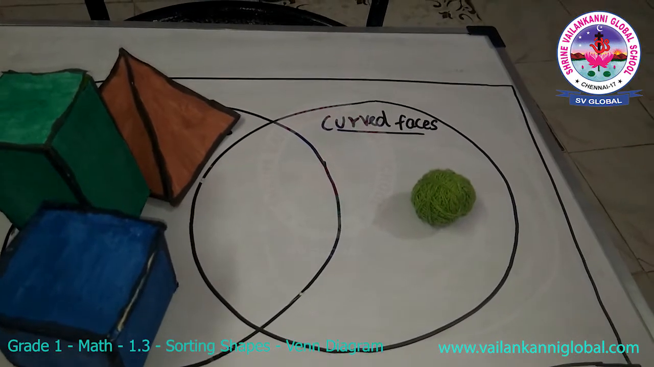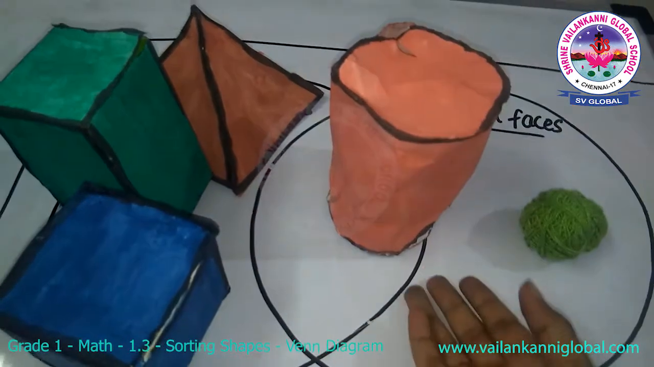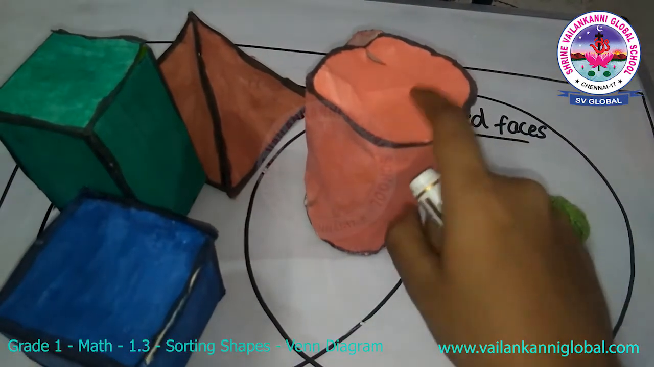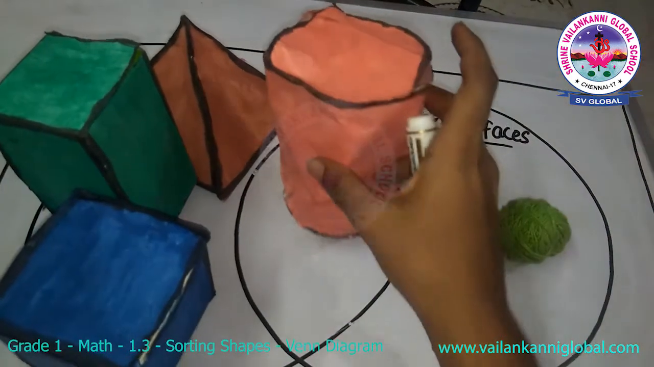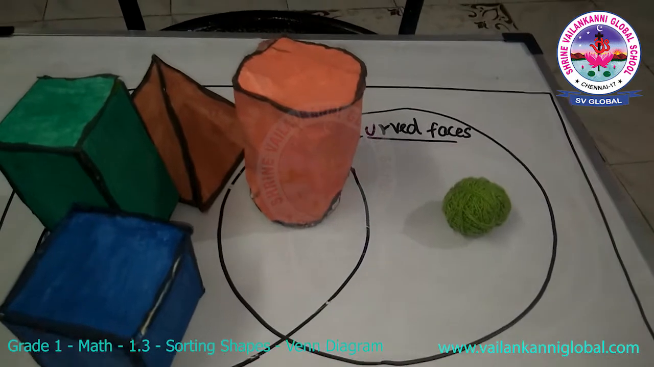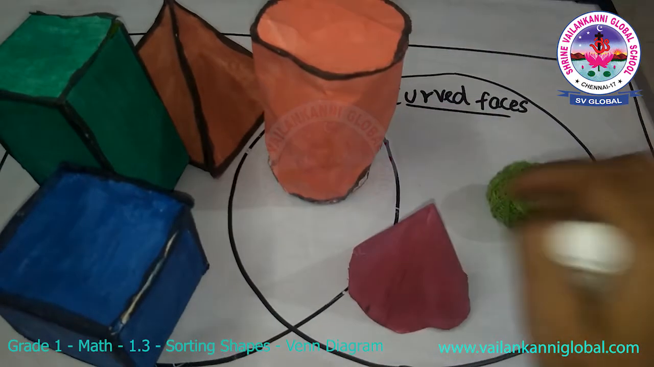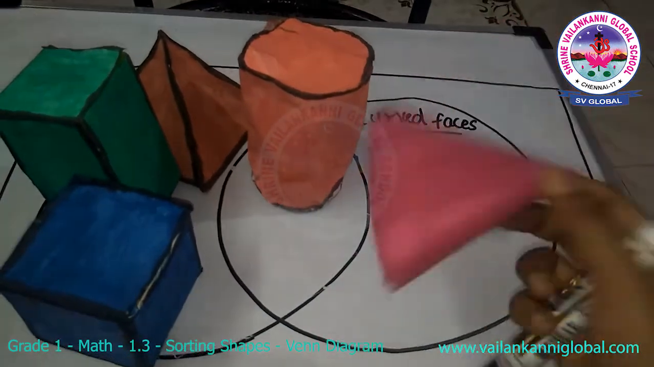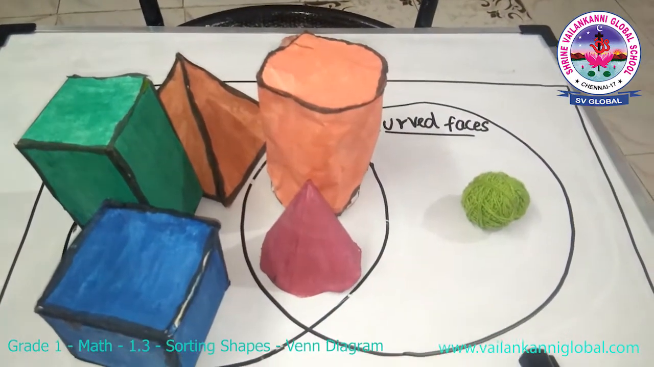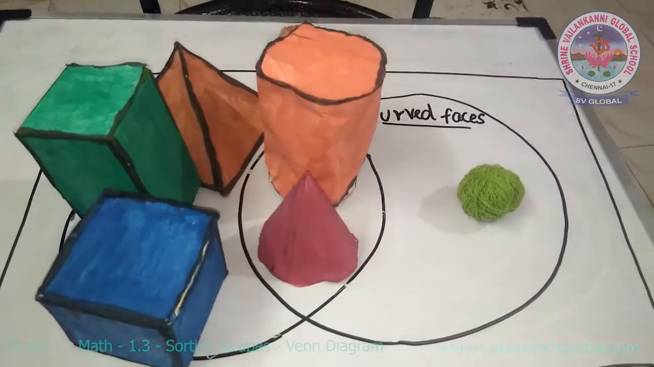When you see a cylinder, it has a flat face on top and bottom, as well as a curved face. So it has both flat face as well as curved face, so it obviously goes in the center of the Venn diagram. What about my cone? My cone also has both a flat face and a curved face, so my cone also goes over here. This way you can sort any things that are common for both circles using a Venn diagram.